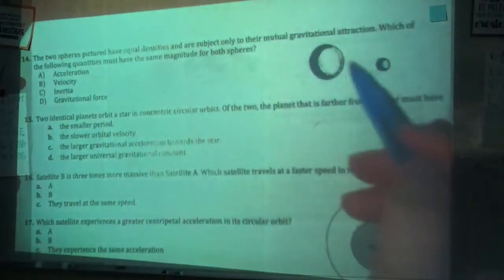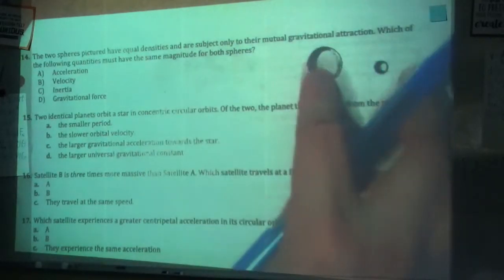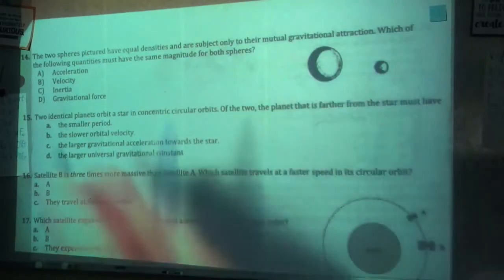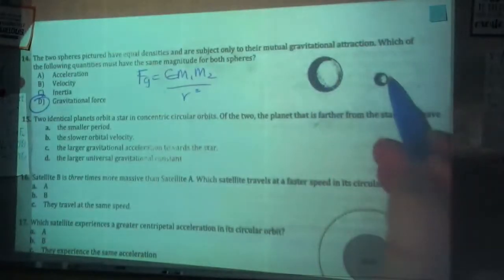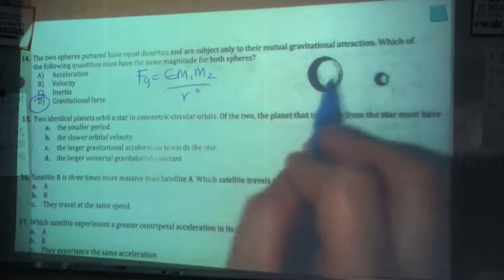Inertia is like their mass. This one obviously has much more mass if it's equal density and much bigger size. Their gravitational force would be the same because your gravitational force is G m1 m2 over r squared. It doesn't matter which one's your m1 and which one's your m2. If you're saying this guy and this guy versus this guy and this guy, it's the same force. It's also Newton's third law, equal and opposite.